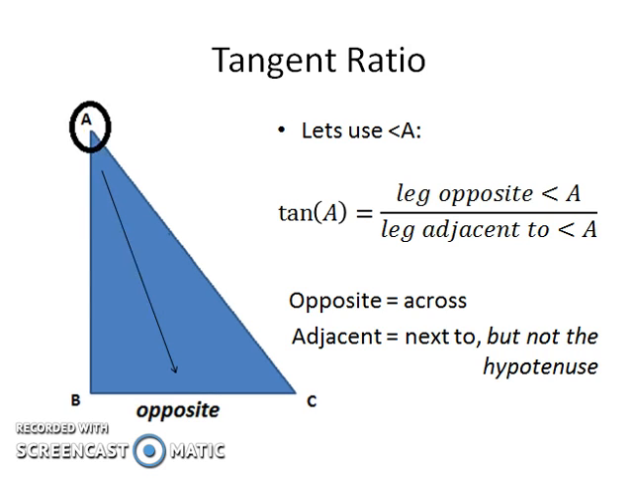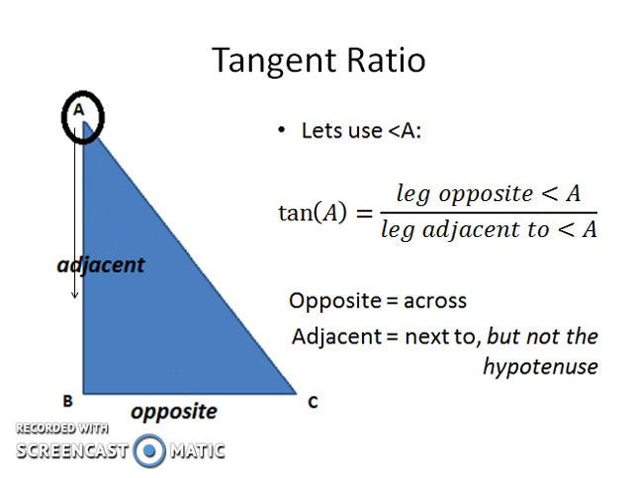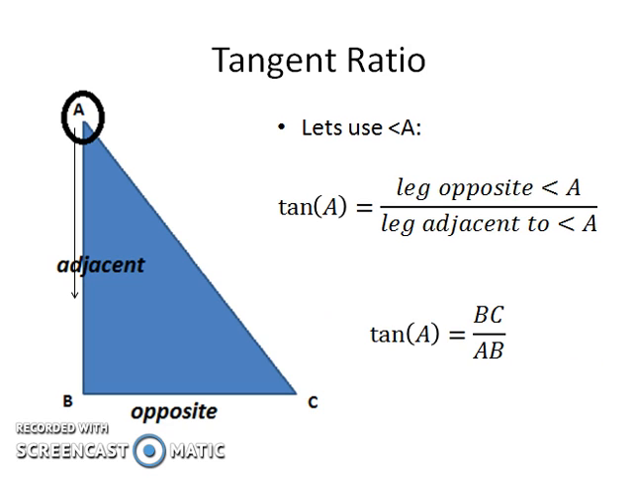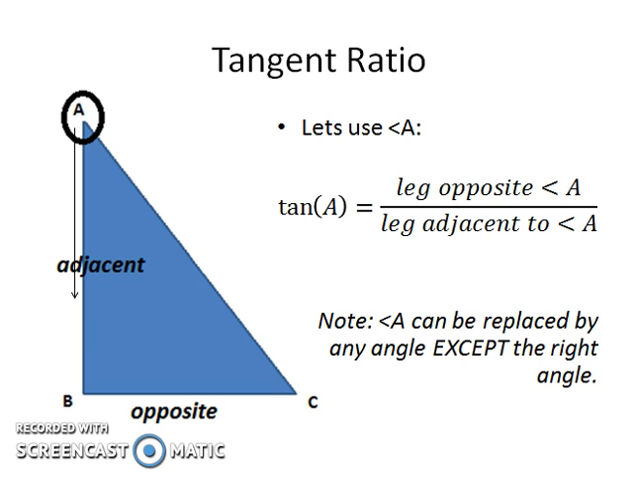So if we're focusing on angle A, the opposite side is right across the way at BC. The adjacent side is right next door to A, and that's AB. Can't be AC because that's the hypotenuse already. So the tangent of angle A is equal to BC over AB. That's the scale factor, that's the ratio we're using. Angle A can be replaced by any angle except the right angle. So we could be talking about tangent of C, but we will not talk about tangent of B.